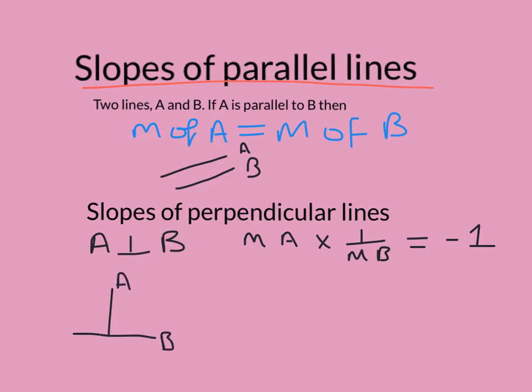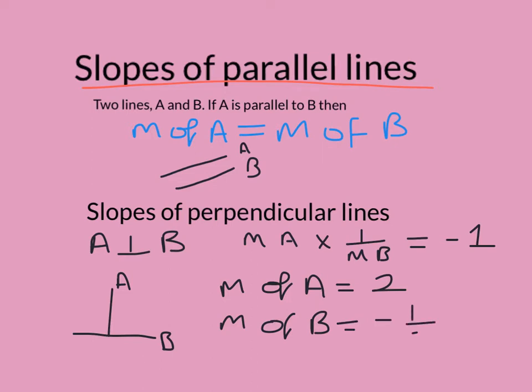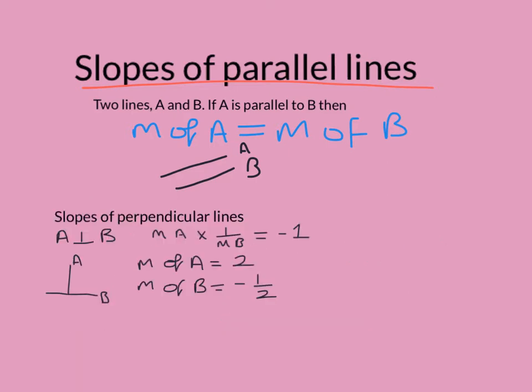So if the m of A equals 2, then the m of B equals minus 1 over 2. So you just take the slope, flip it, and change the sign. Similarly, let's say for example the m of A was a third, then the m of B would be, flip it, so that's 3 over 1, which is the same as 3, and change the sign, so minus 3.